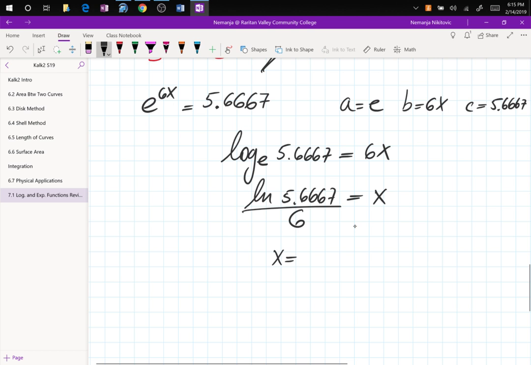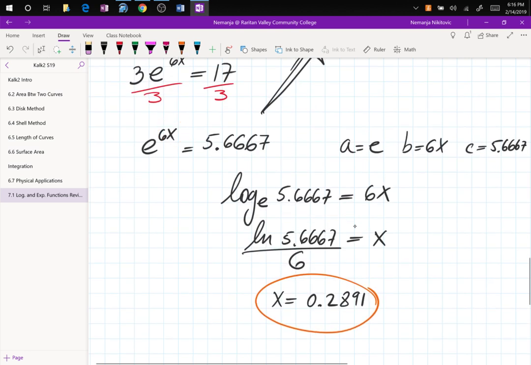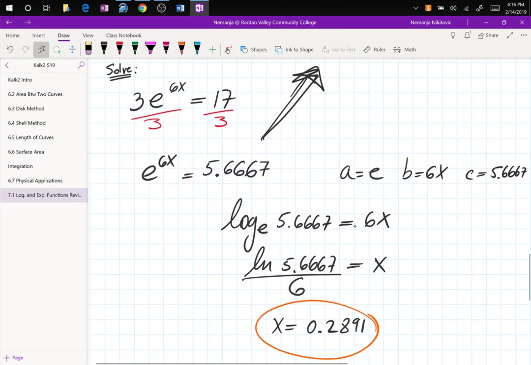So what do I have? ln of 5.6667, close parenthesis, divided by 6, x is equal to 0.2891. Now, let's say you care and you want to check. You will take the x and you will plug x where x belongs in the original equation right here.